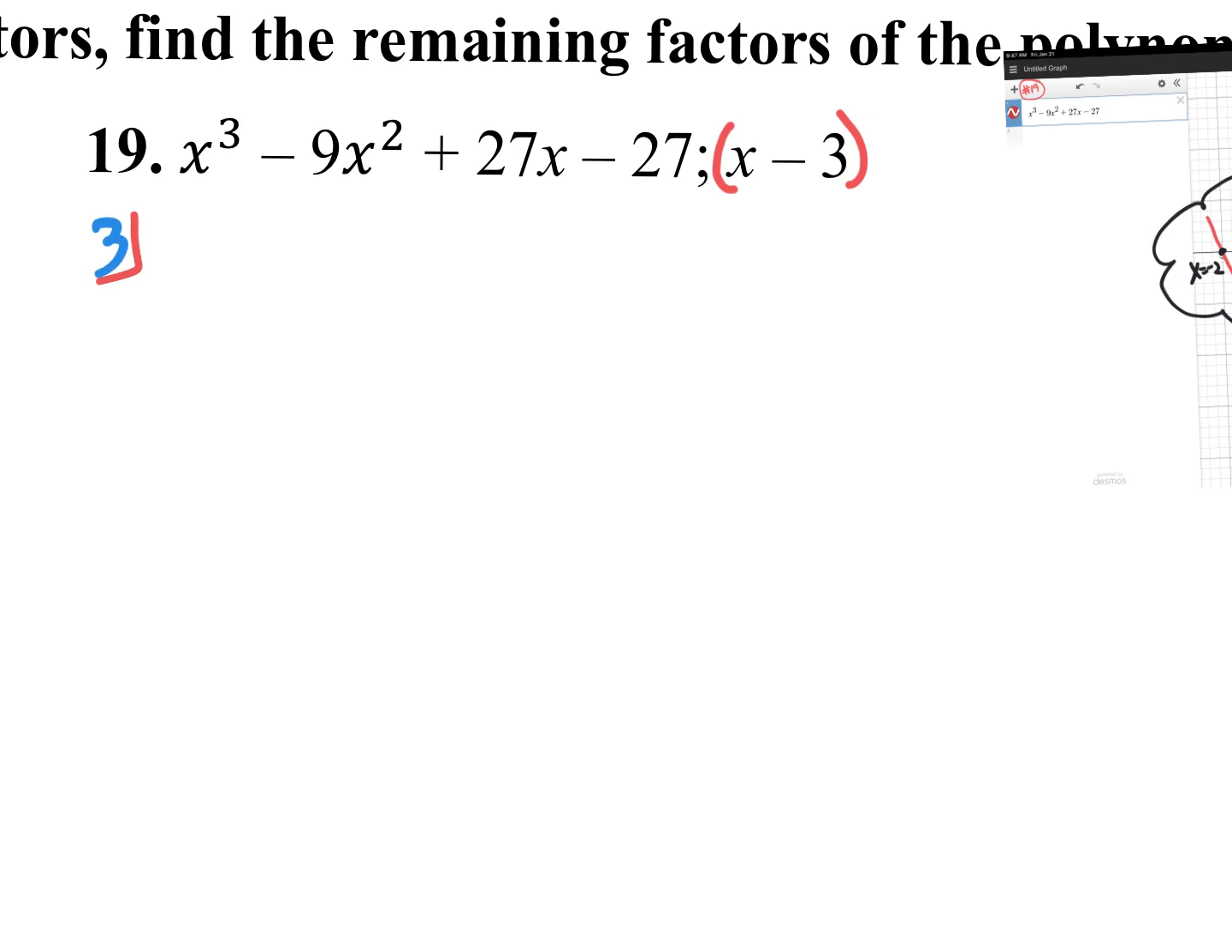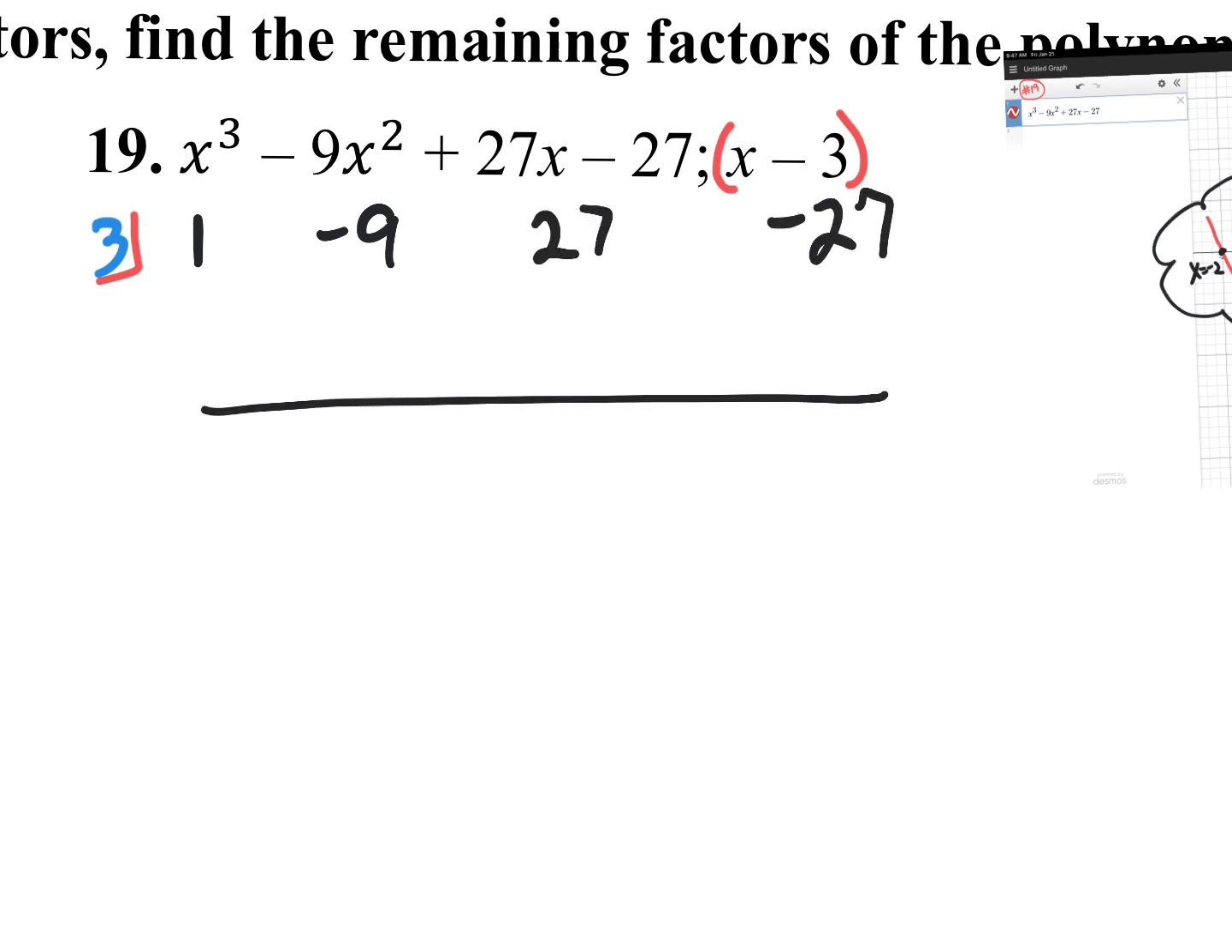Let's plug in that positive 3, because if I were to set this equal to 0, x would equal 3. That's why I'm plugging in a positive 3. My list of coefficients: there's a 1 on the x to the third, there's a negative 9 on the x squared, there's a positive 27 on the x, and there's a negative 27 as a constant. We have this line right here. As you go down, you combine. 1 plus nothing is 1. As you go up, you multiply. 3 times 1 is 3.